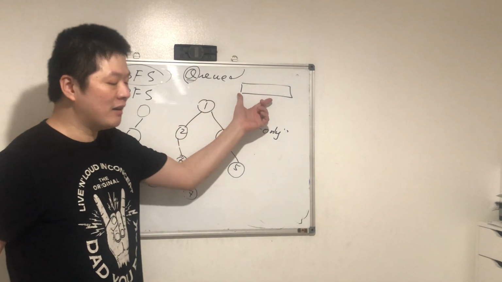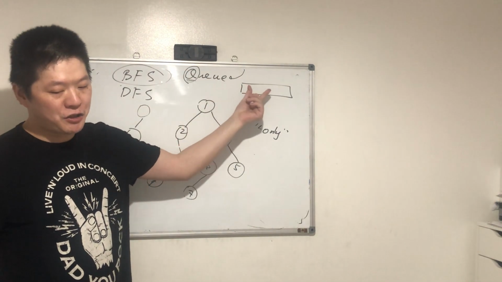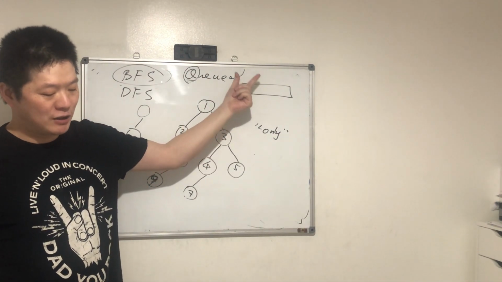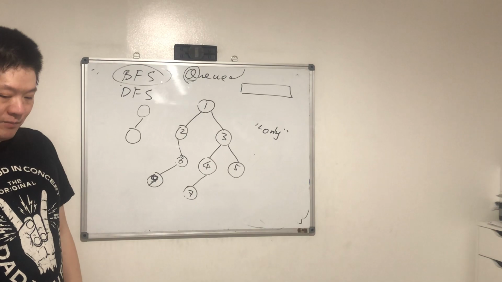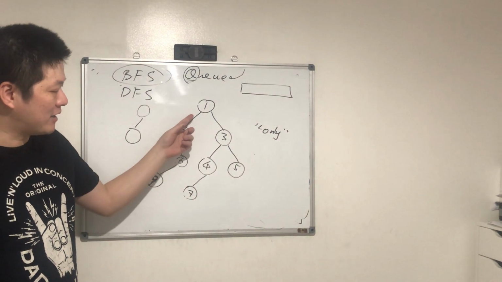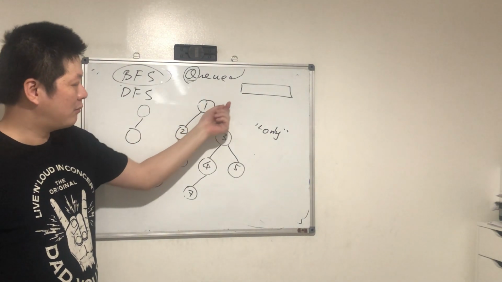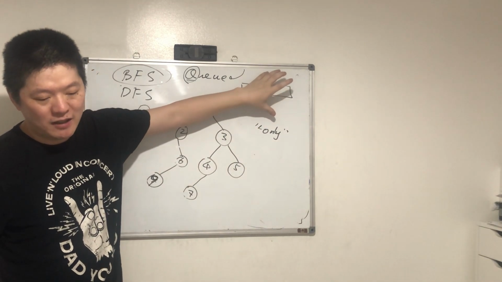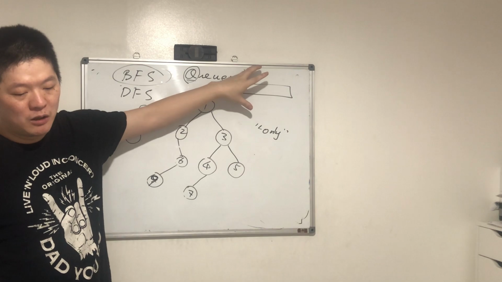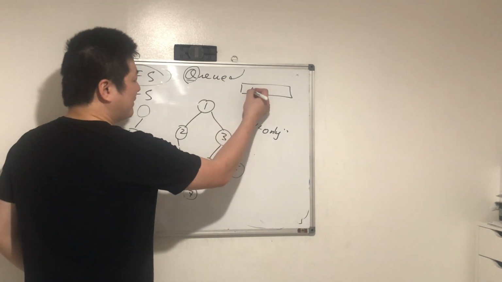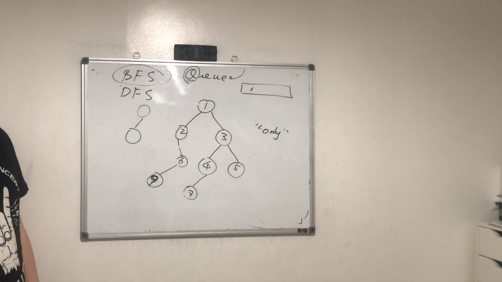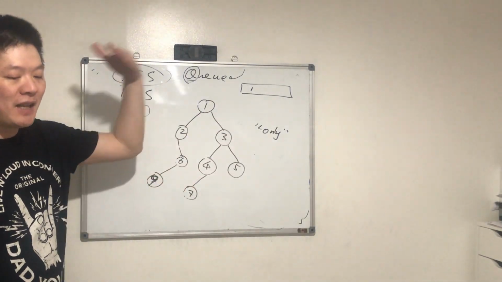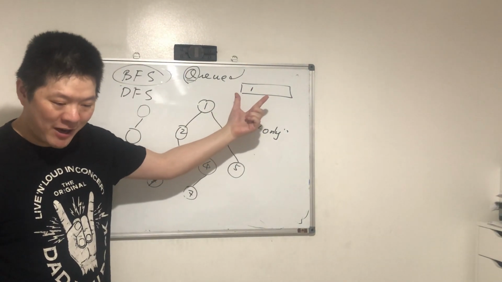Okay, so at the beginning, we want to initialize the queue with which element in the binary tree? At the beginning the queue is empty, so we put the root, which is 1, right? And then we repeat until the queue is empty, alright?